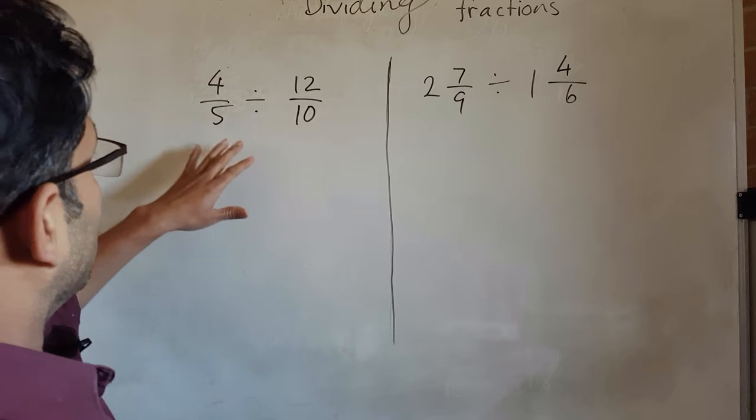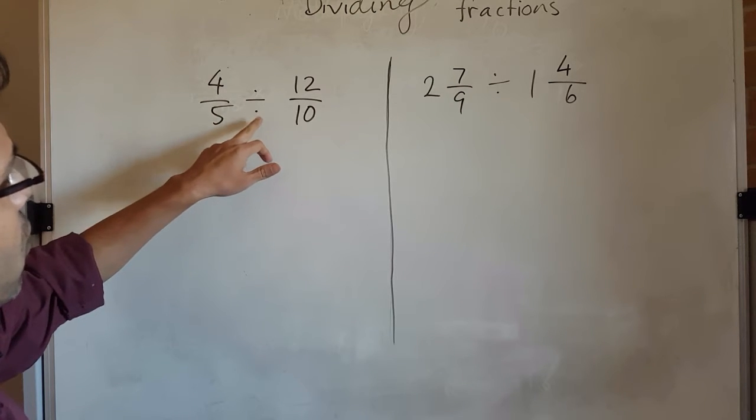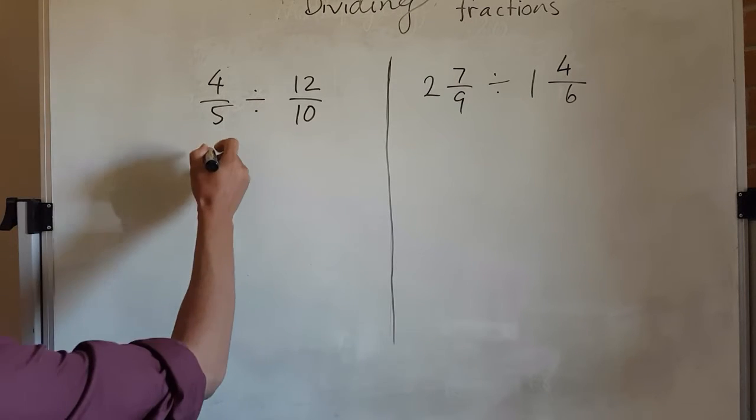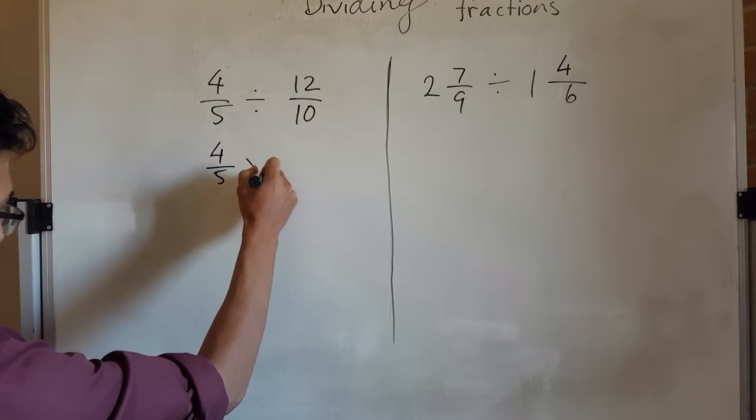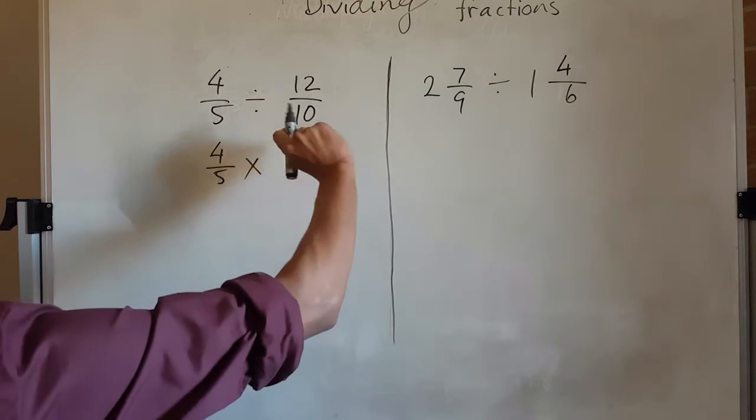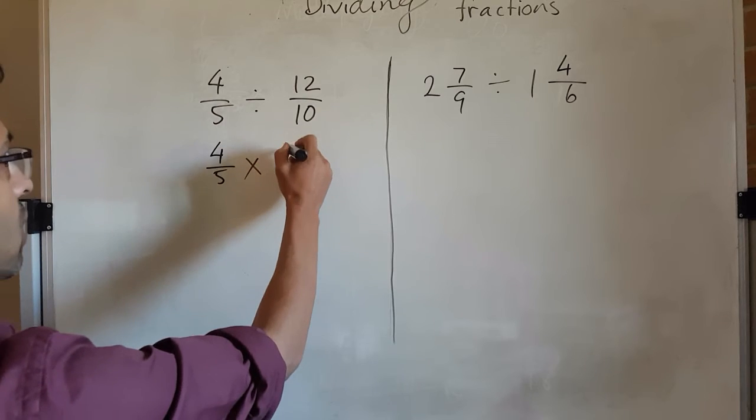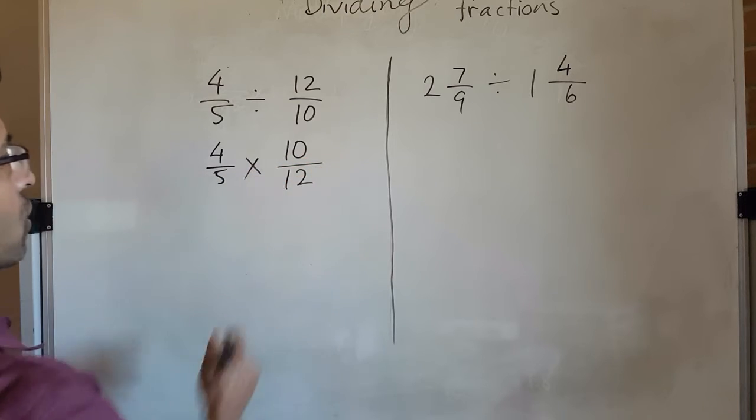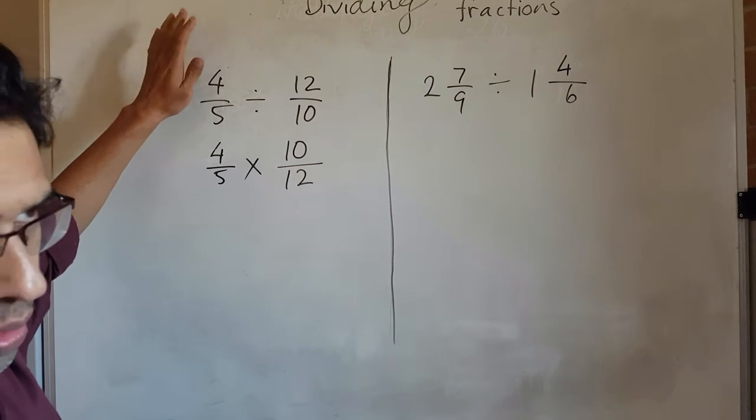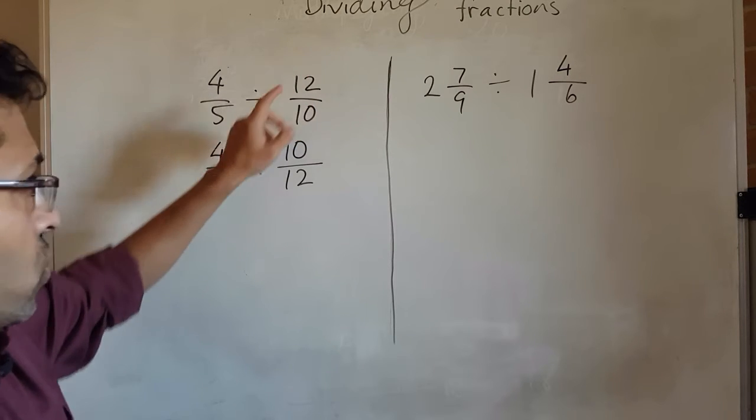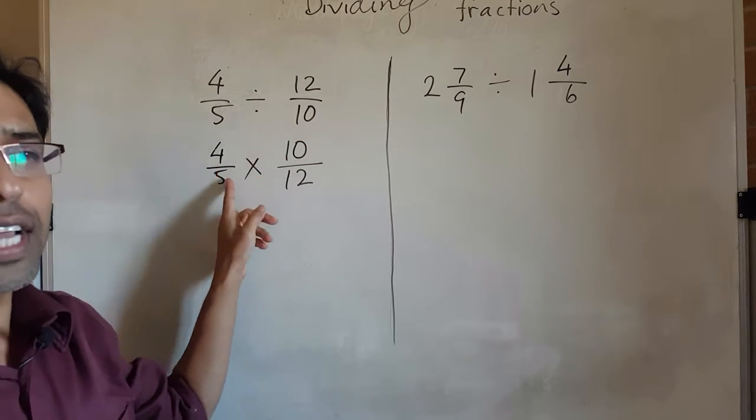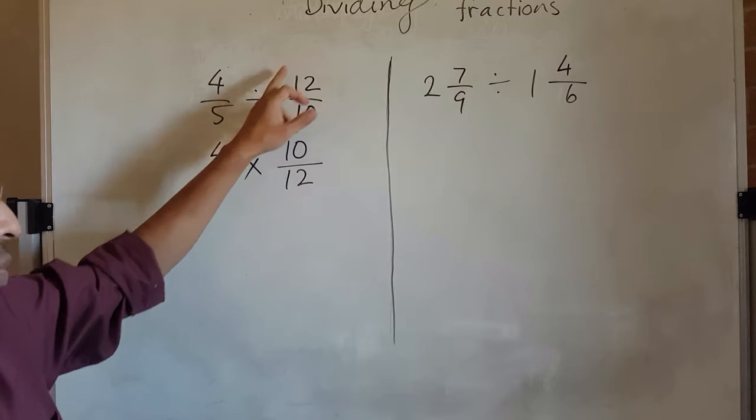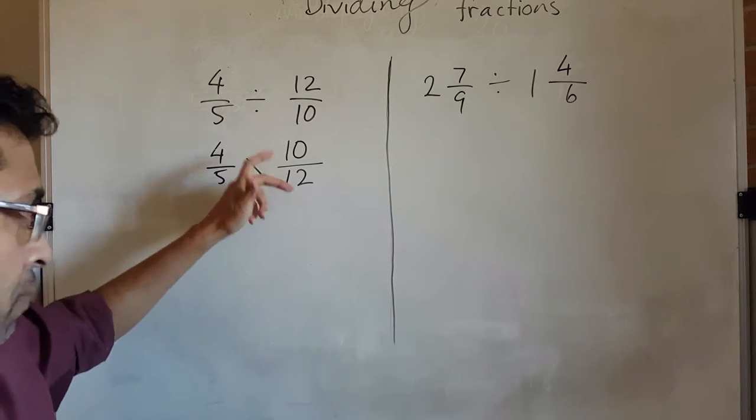The first thing we need to do is convert the division symbol to times, or multiplication. When you convert it, we need to flip the second fraction. Instead of 12 over 10, we need to write 10 over 12. The first part is called the dividend and the second part is the divisor. So when you change the division sign to times, you need to flip the fraction which is the divisor.